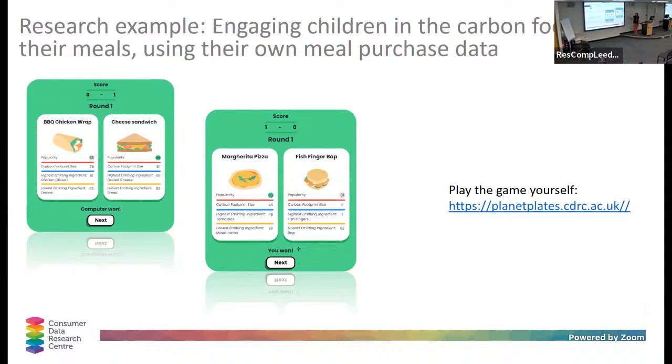It takes in things about the carbon footprint of the meals that actually are on their menus at lunchtime, and also the popularity of them. So they can work out which one's most popular, which one has the highest carbon footprint. And the idea here is that they're learning about carbon footprints of food, and actually we're giving them some tools to try and do something about it.